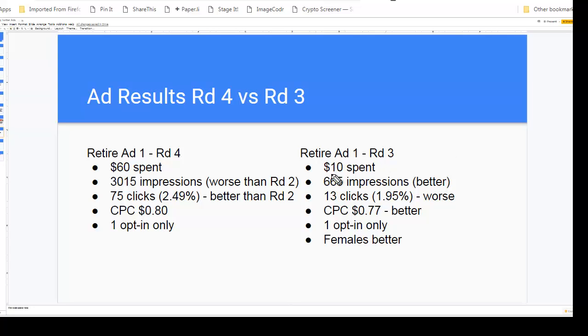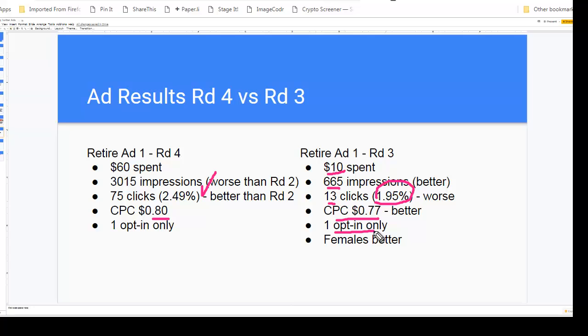So I only spent $10. I got 665 impressions. So the CPM, the cost per impression, was better. 13 clicks, so 1.95%. So that was worse than this. So this was better. So it was worse than that, although the CPC at 77 cents was better than this. So these are in the right sort of ballpark.